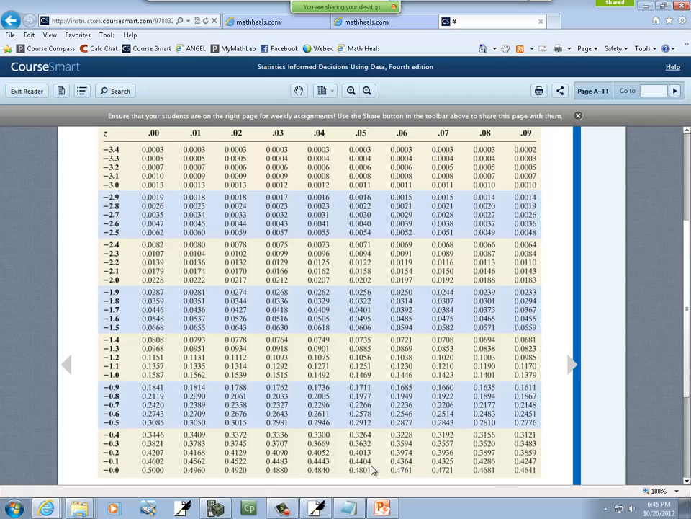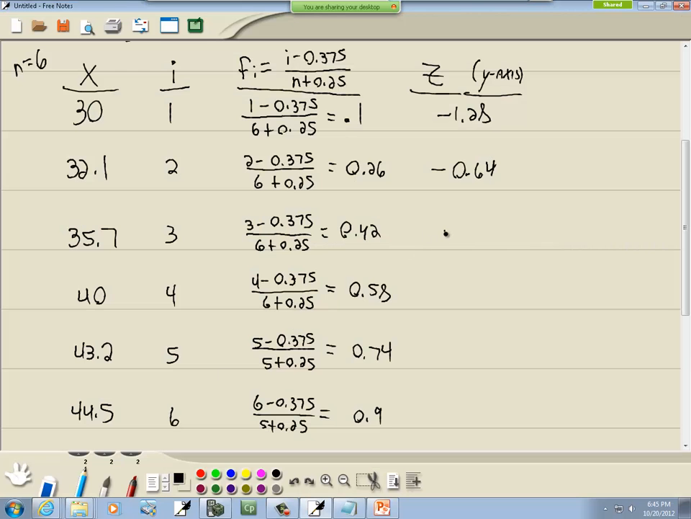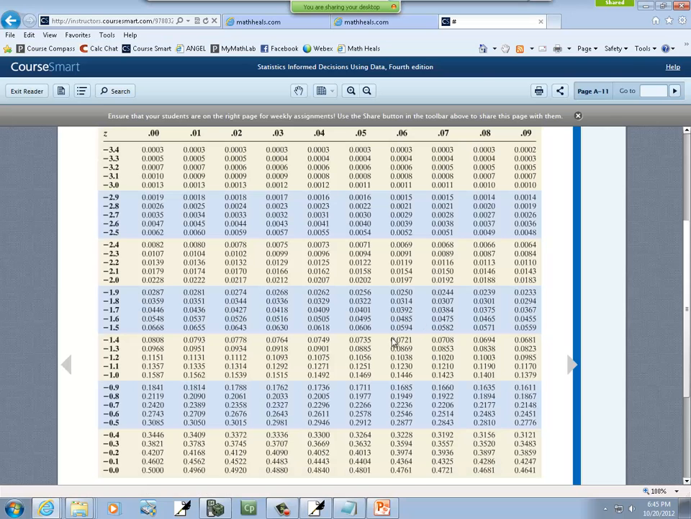0.42. Here's 0.4207. Is that closest? Yeah, that's closest. So that's negative 0.20. Boy, my eyes just aren't very good on this stuff.